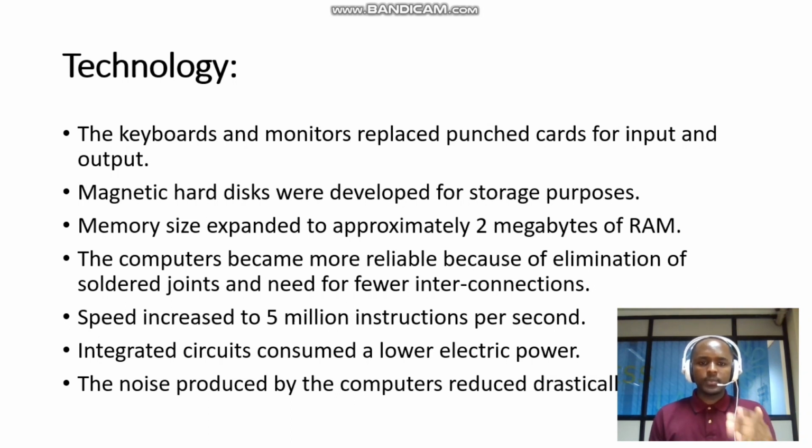Magnetic hard disks were developed for storage purposes. Memory size expanded to approximately 2 megabytes of RAM. The computers became more reliable because of elimination of soldered joints and need for fewer interconnections. Speed increased to 5 million instructions per second. Integrated circuits consumed lower electric power.